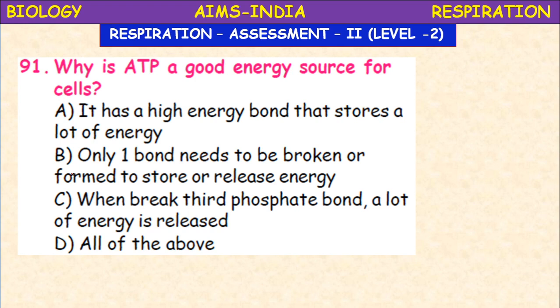Why is ATP a good energy source for cells? It has a high energy bond that stores a lot of energy, or only one bond needs to be broken or formed to store or release energy. When the third phosphate bond is broken, a lot of energy is released. So which is correct? So it has a high energy bond that stores a lot of energy.